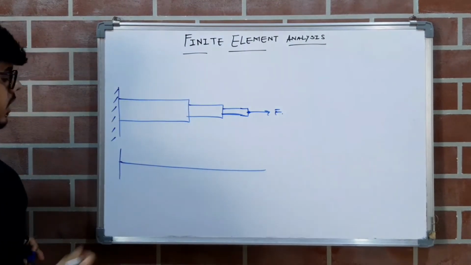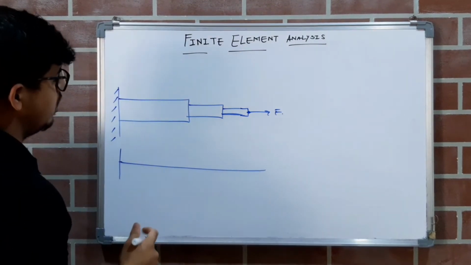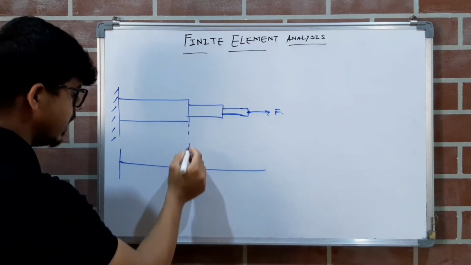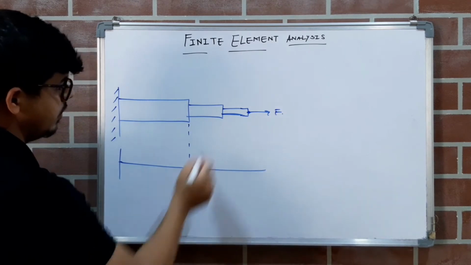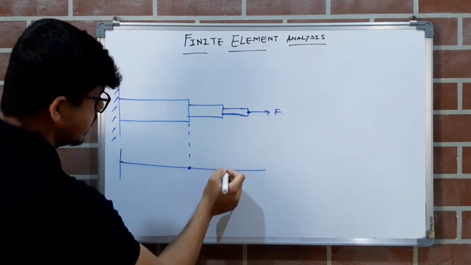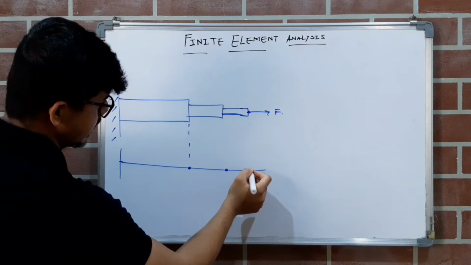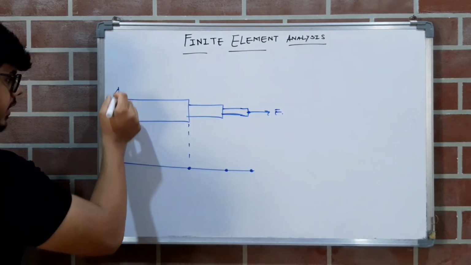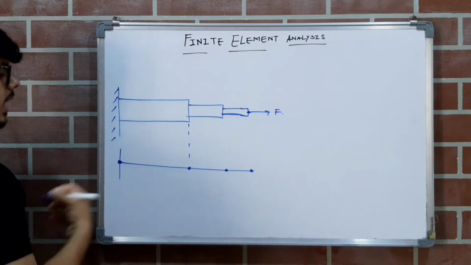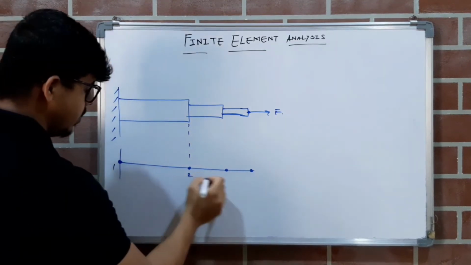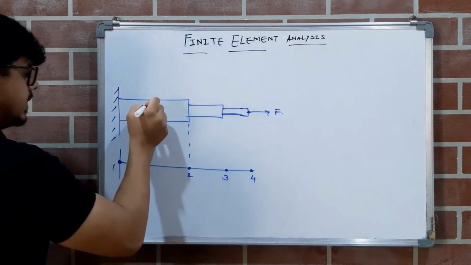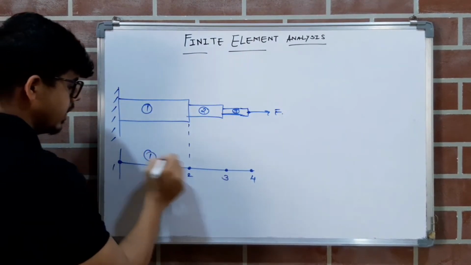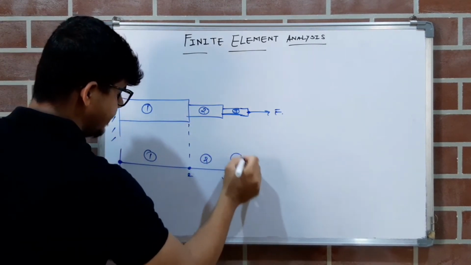Which was the first rule? Place the nodes where the cross section changes. So here our cross section changes, so node 1. Here also our cross section changes, node 2. Here also our cross section changes, node 3, right? And also here our cross section is different. So let's say this is node 1, node 2, node 3, and node 4. This is element number 1, element number 2, element number 3. So 1, 2, 3, right?